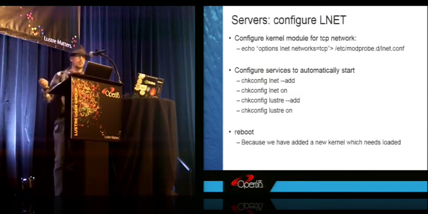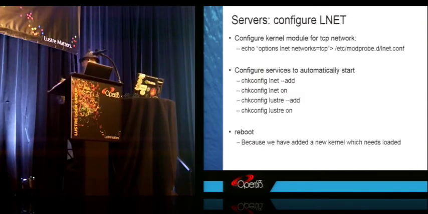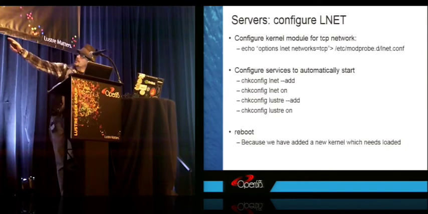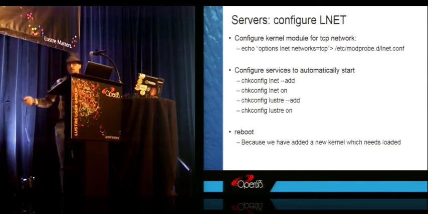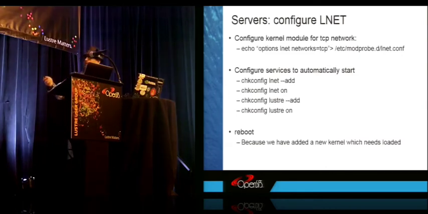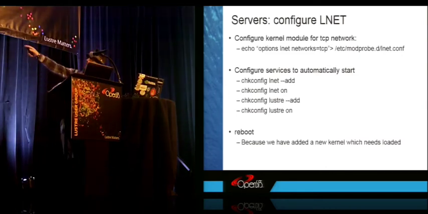Okay, so what we'll do after, once those are installed, is configure LNET to use TCP only. If you have InfiniBand and stuff like that, you'd add like o2ib. You're going to add LNET because it doesn't automatically add that to chkconfig, if you use chkconfig to manage your services, and then we're going to use chkconfig to turn it on. Same thing with Lustre, and then we'd reboot because we've added a new kernel. We need that to be loaded to be able to do any of our mounts and stuff like this. Okay.